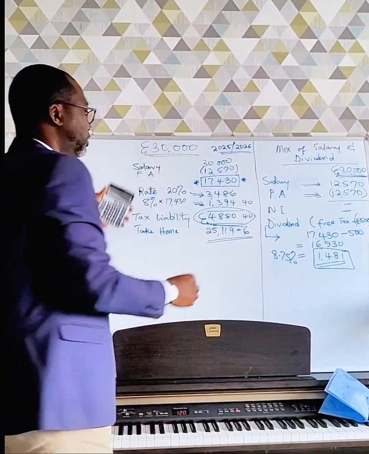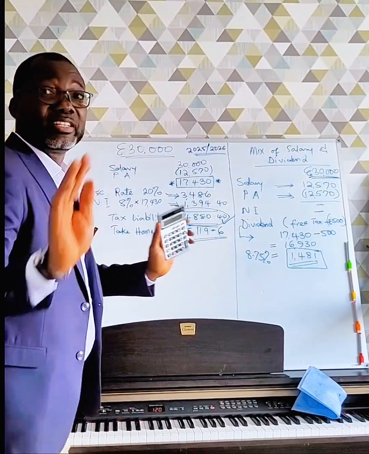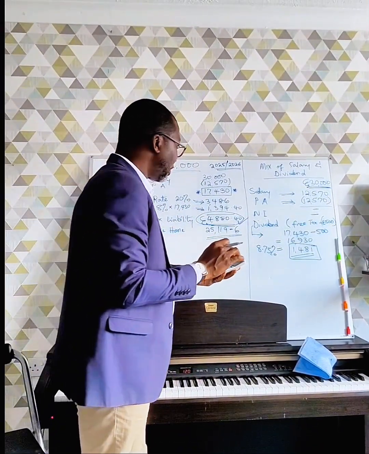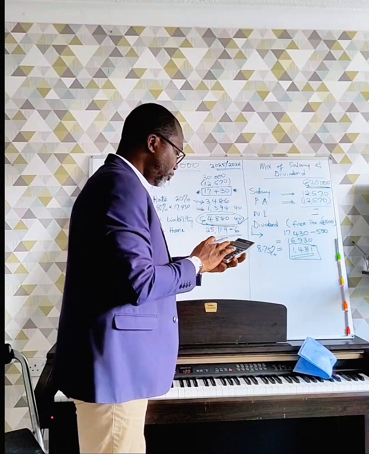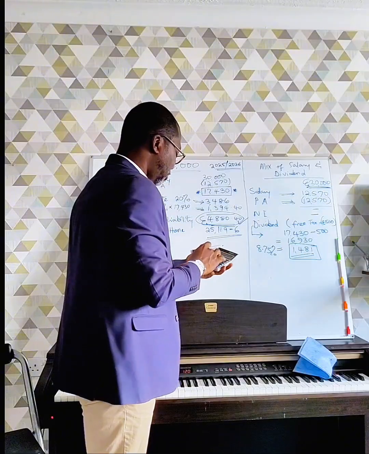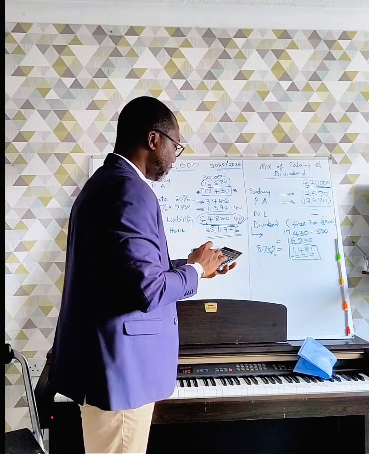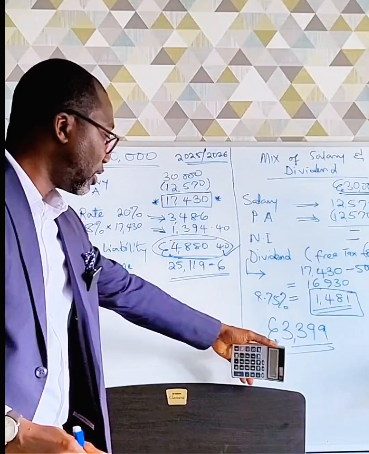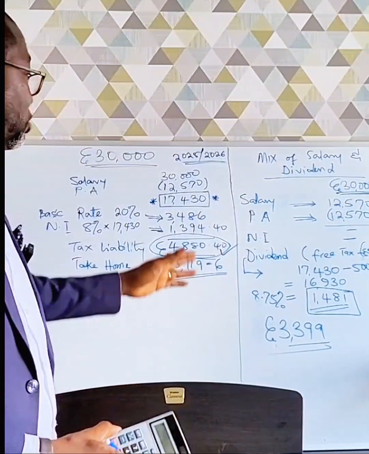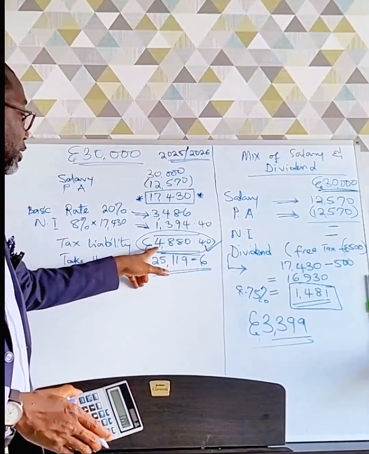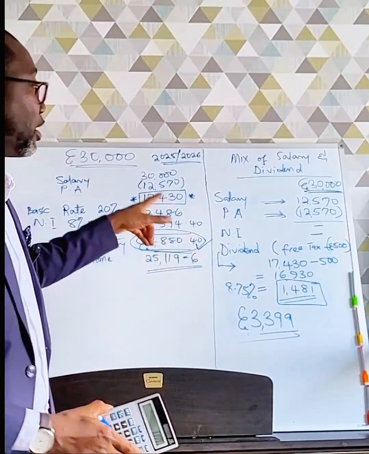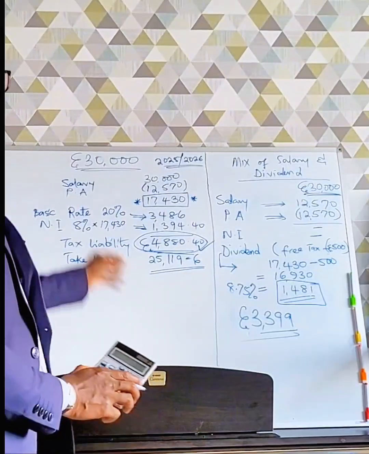Under this option, this is what you will pay legally. This is the amount you pay. So how much are you saving yourself now? You are saving 4,880, right? Minus 1,481. You are saving 3,399 in this option 2, compared to option 1, where you would be paying 4,880 if you are paying yourself only salary.